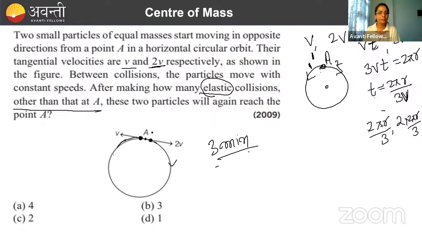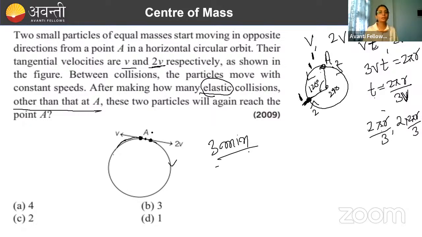2 pi by 3 का मतलब कितना हुआ? This is your pi by 3 is 60. 60 into 2, that is your 120. So first particle is somewhere here. It has covered 120-degree angle, and the rest 240-degree angle will get covered by which particle? Second particle. So first and second particle will collide for the first time here.